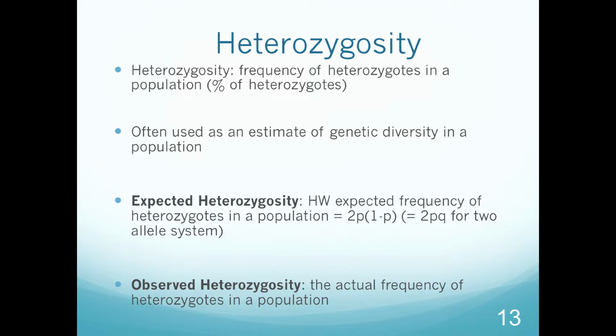So we can divide this into two different concepts. The first is expected heterozygosity. Expected heterozygosity is the heterozygosity that we expect given Hardy-Weinberg equilibrium. And it's simply based on 2pq. Then the observed heterozygosity is the actual frequency of heterozygotes in the population. So we count up the number of heterozygotes and divide by the total population size. That is our observed heterozygosity.